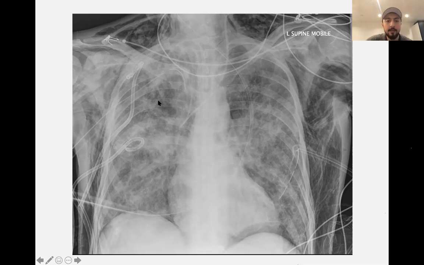Now looking at the lung markings, you can see a lot of opacification that is widespread on both lungs, and it is patchy. So you can see some patches across the whole lung.